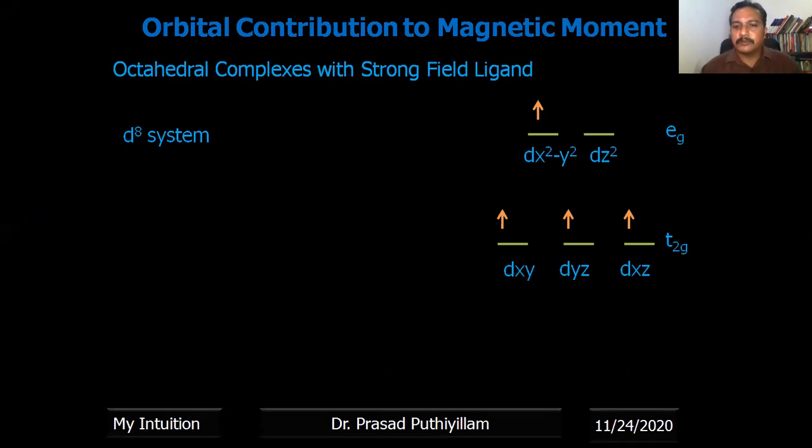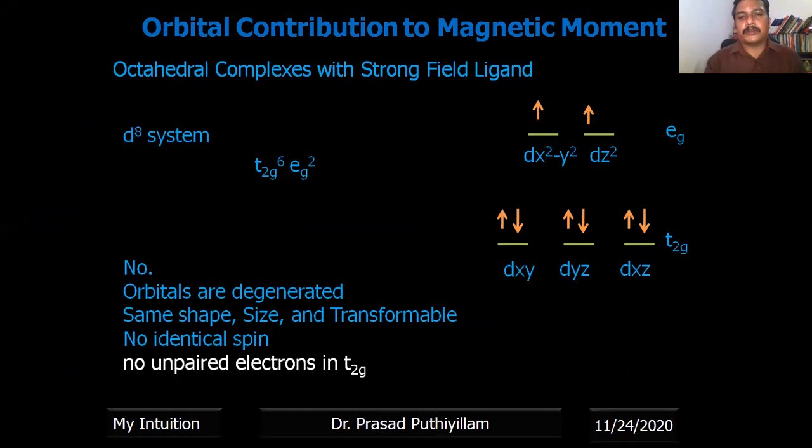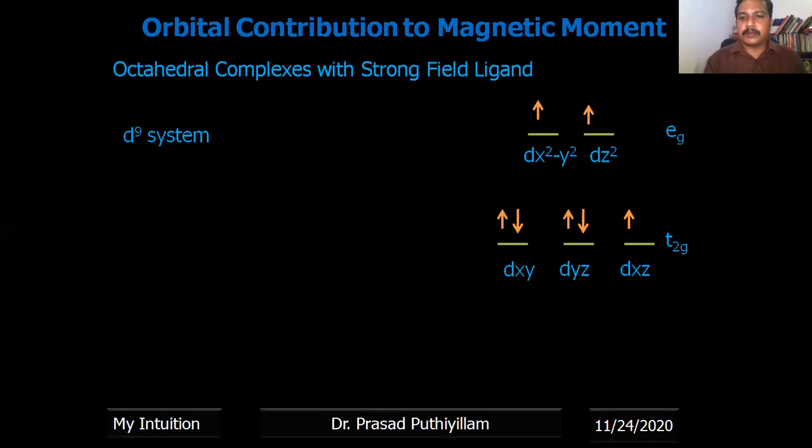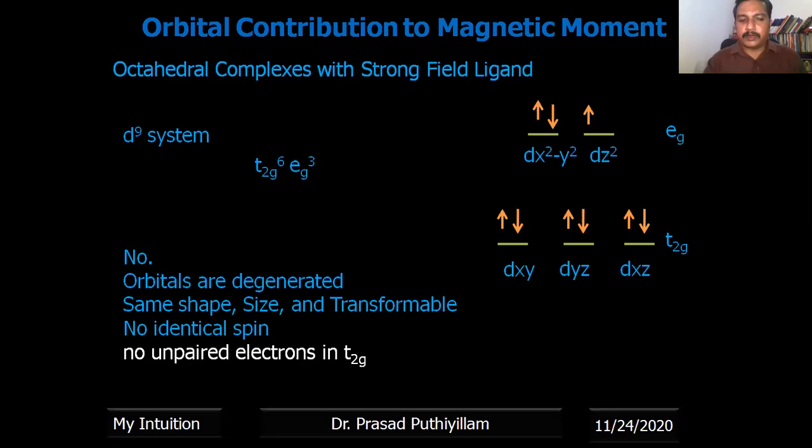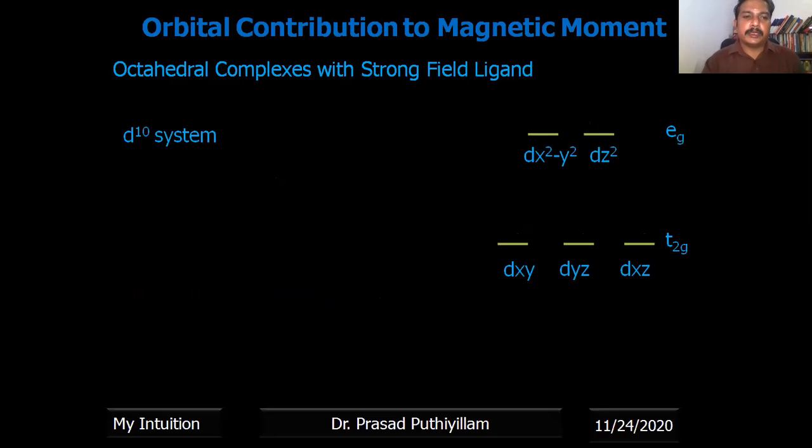D8 system, 2, 3, 4, 5, 6, 7, 8. Okay, so the arrangement of electrons is again wrong. First pairing takes place, then it goes to the higher energy level. So it is also not contributing. D9 system also cannot contribute because the lower level is filled up. The t2g is filled up, therefore it cannot. Filled up means there are no unpaired electrons. D10 system also the same, all are paired, therefore it cannot contribute.